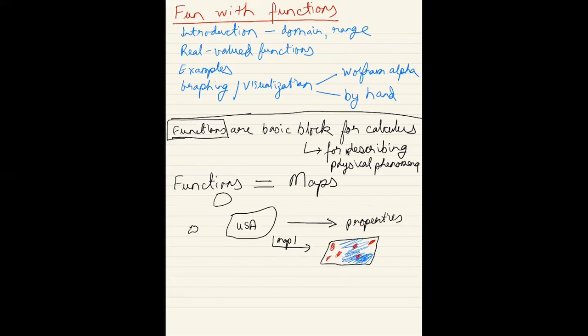So this is your first function that takes you from the map of United States and tells you which part of United States has mountains and which part of United States are flat. And you could make it even more mathematical. You could say that if it's a mountain, I'm going to call it a 1, and if it's flat, I'm going to call it 0.